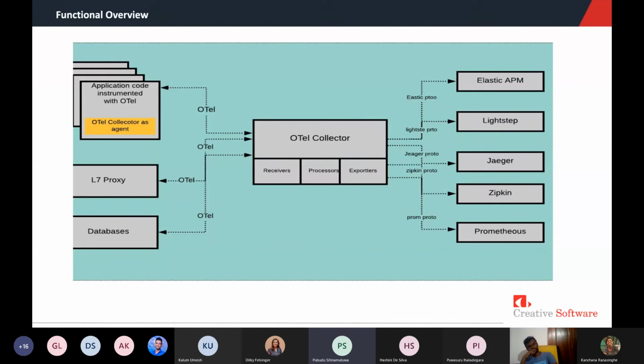Moving forward, this is the basic functional overview. If you implement this in a microservice architecture, you will have the application code instrumented with OpenTelemetry, connected to a collector. And again, in microservices, you will have a layer 7 proxy, which would be like Ambassador or Envoy, and databases. Some proxies like Envoy provide instrumentation already with OpenTracing, so it's very easy to get the whole picture of a request, from coming into a system until it leaves. It's very easy with OpenTelemetry. And at last it will be exported to an analytic backend like Elastic APM, Jaeger, Zipkin, or Prometheus.